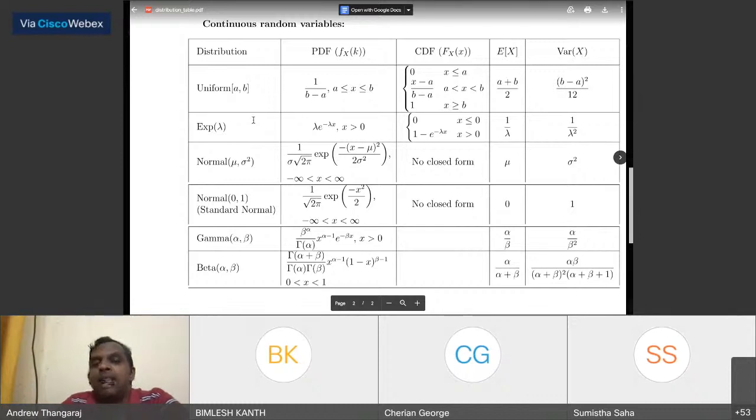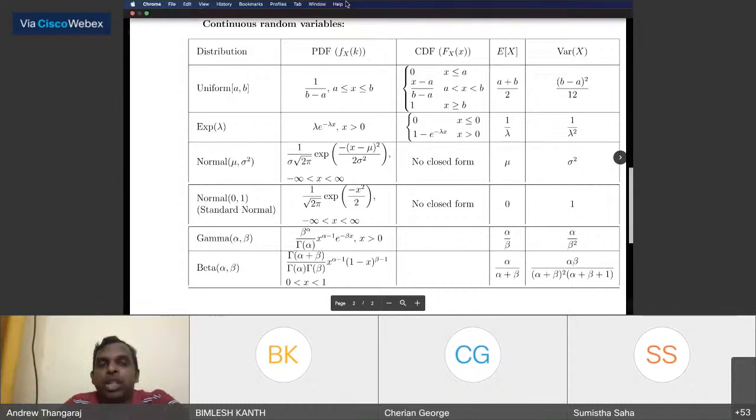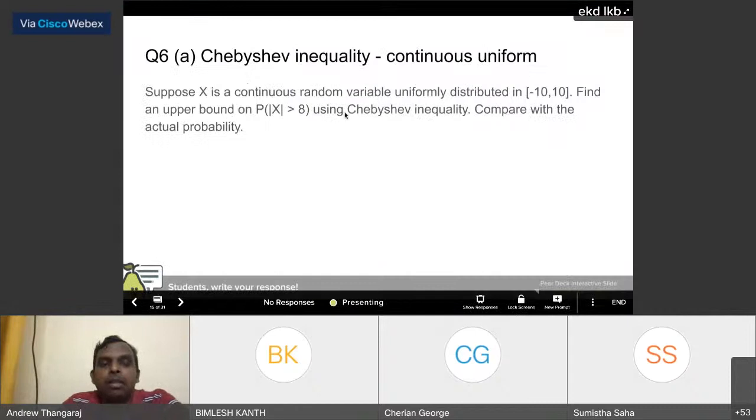If you have a continuous distribution between a and b, the mean is just a plus b by 2. The variance is b minus a whole squared by 12. Okay, remember this formula. So now let's come back. Hopefully you saw this. I'm going to change to the question. The question just shows: x is a continuous random variable uniformly distributed in minus 10 comma 10. Find an upper bound on the probability that absolute value of x is greater than 8 using Chebyshev's inequality.